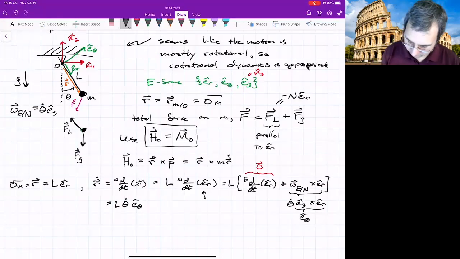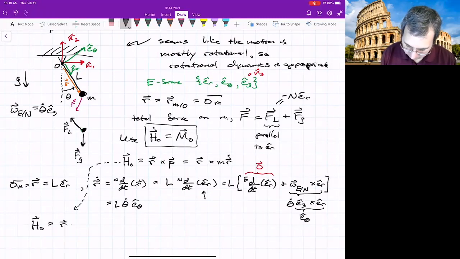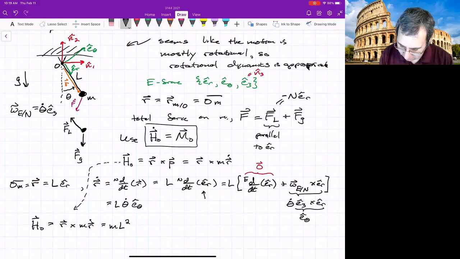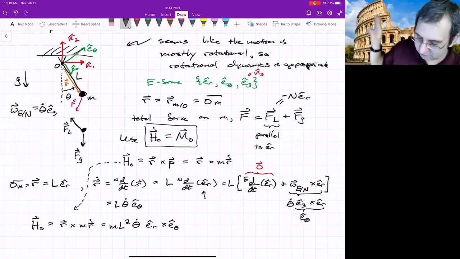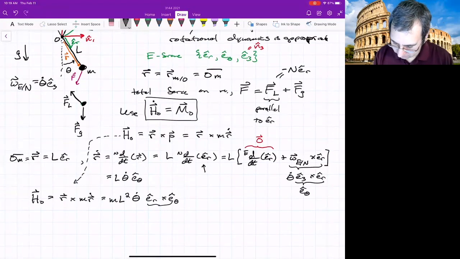Okay, so our goal is to get what this angular momentum is. So it's R cross mr dot, plug in what we've got here, and we'll get m L squared theta dot ER cross E theta. So now we've got to do another cross product, but it's all right. They're all in the same frame, at least in this case. ER cross E theta is in the E3 direction. So our angular momentum is ML squared theta dot E3.